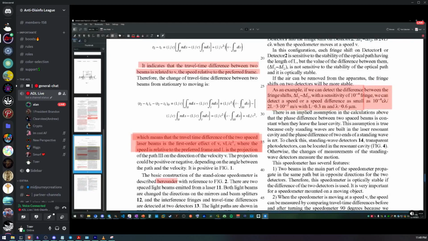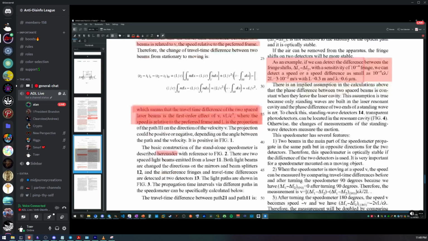All right. There is an implied assumption about the calculations above that the phase difference between the two beams is constant when they leave the laser cavity. I'm okay with that assumption. Yeah, that assumption is true only because the standing waves are built in right here. So to check this, the standing wave detectors are, yep. Cool. All right.